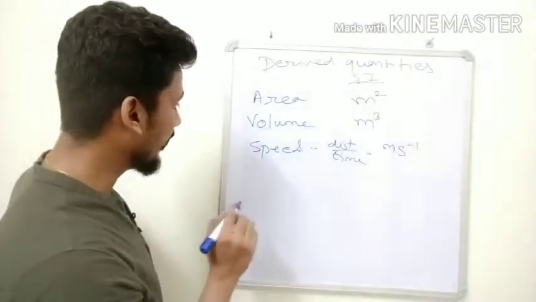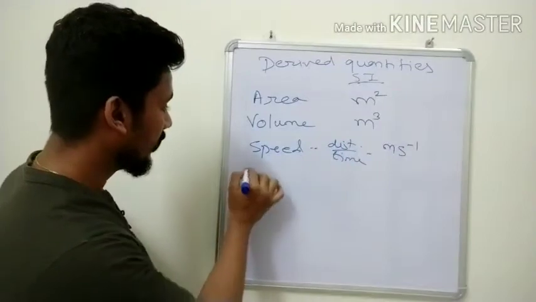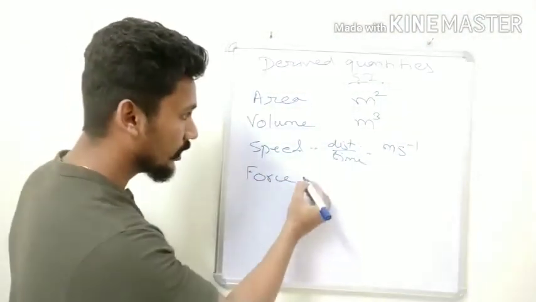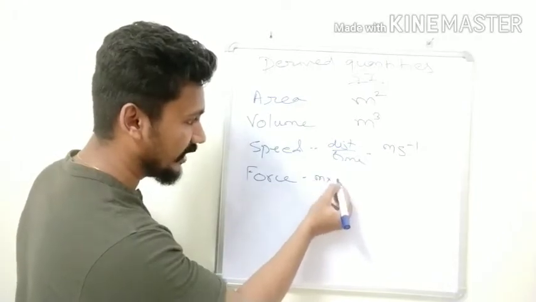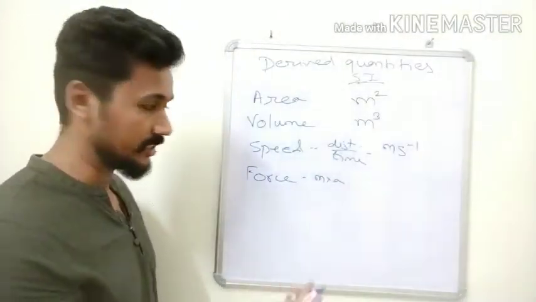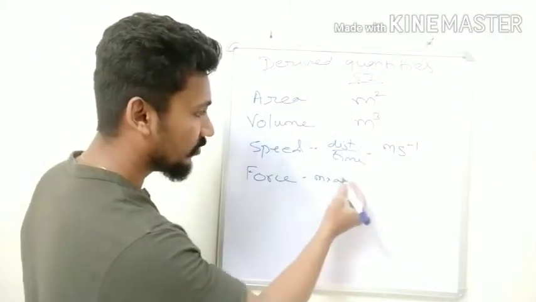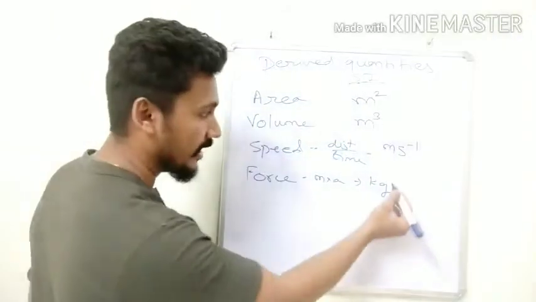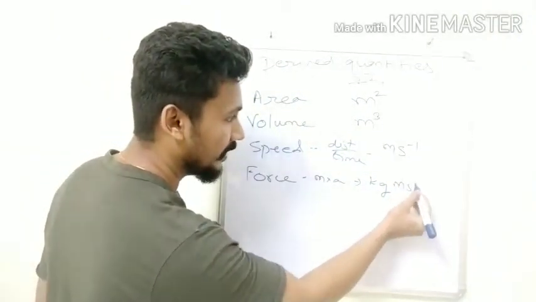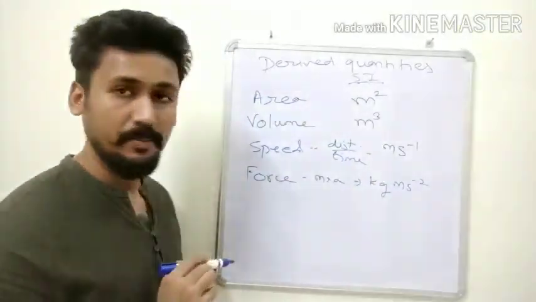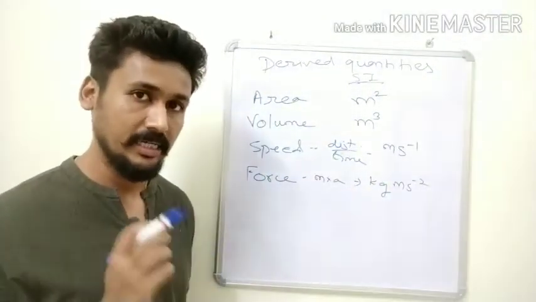Fine. Or let us take another quantity, force. Right. Force, how do we measure? Force we measure by mass into acceleration. Okay. I hope you remember all these SI units. So what will be the SI unit? For mass, the SI unit is kg. And for acceleration, the SI unit is meter per second square. So the SI unit of force becomes kg meter per second square, or what we call Newton.